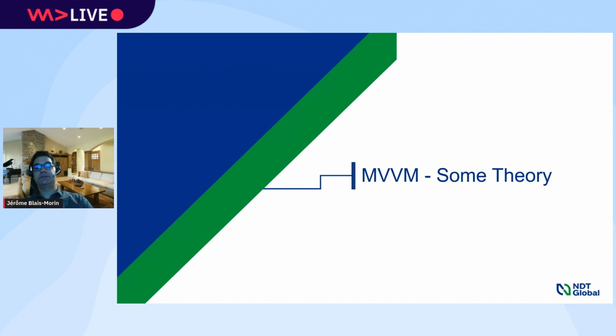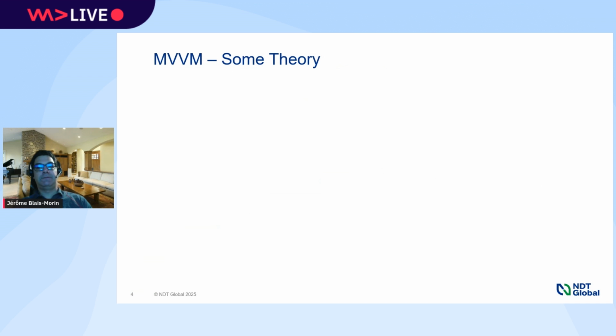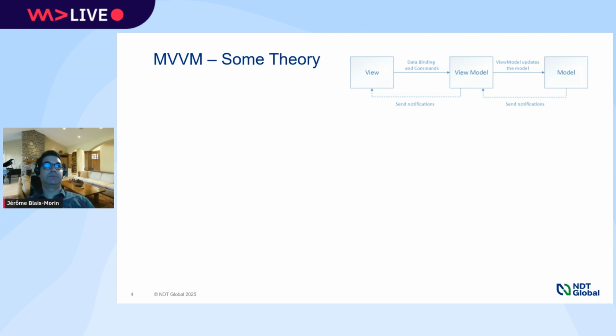So as I said, first, some theory on regular WPF. There are 3 core components in the WPF application, in the MVVM pattern, which is the pattern used in WPF. The first letter stands for the model. Then we have the view, and finally the view model.